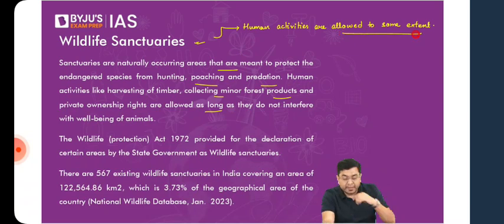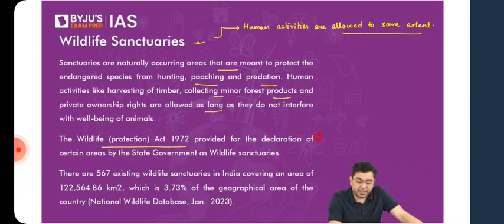Okay, then this entire protection by the creation of wildlife sanctuaries gains its legitimacy and its power from the Wildlife Act 1972. Now, ideally, it is the state government which can declare a particular region as a wildlife sanctuary, but sometimes, under certain conditions, even the central government has the power to declare a region as a wildlife sanctuary.